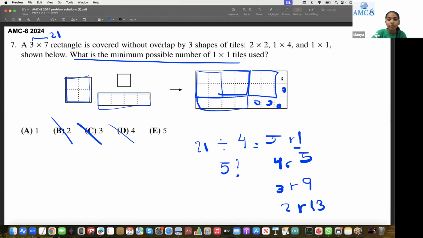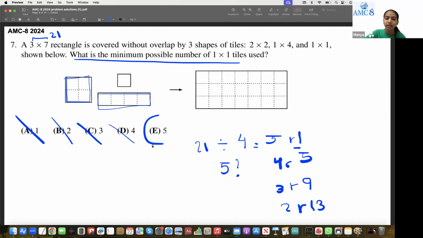Once again, if we keep doing trial and error, then we will still be left with 5. Whether you try in as many ways as possible, you'll still be left with 5. And that is at least. So you have to use 5 1 by 1 tiles. And that's how we got our final answer, choice E.